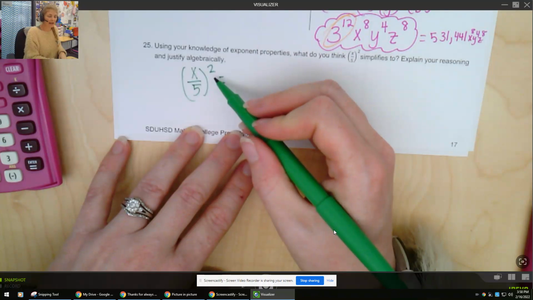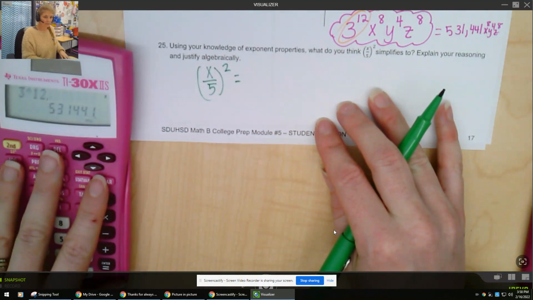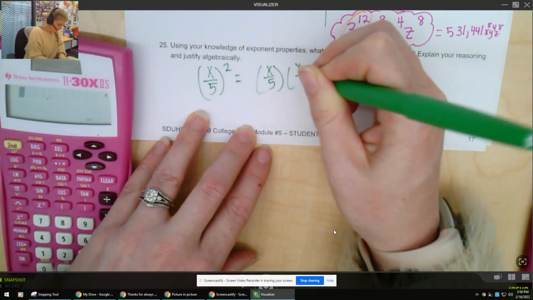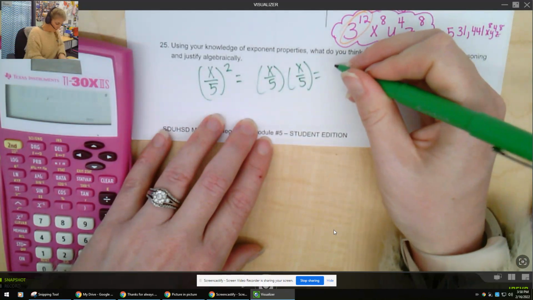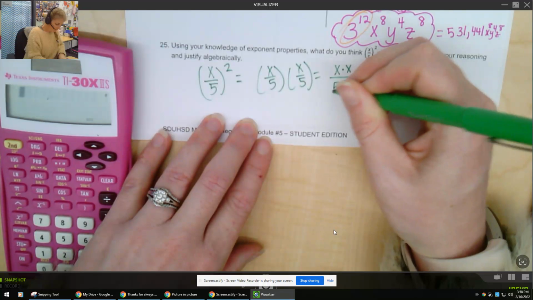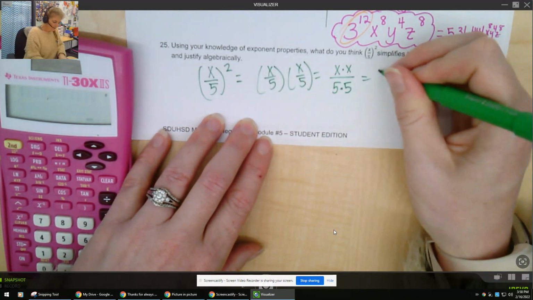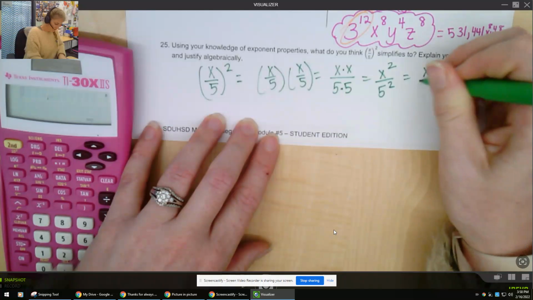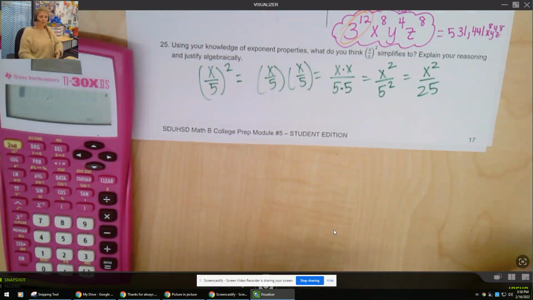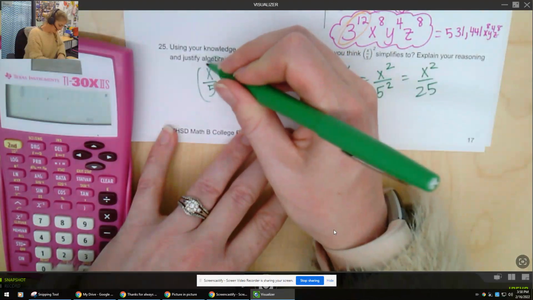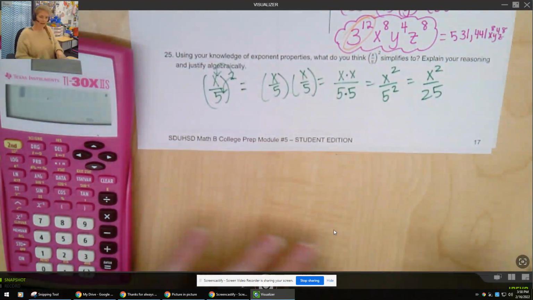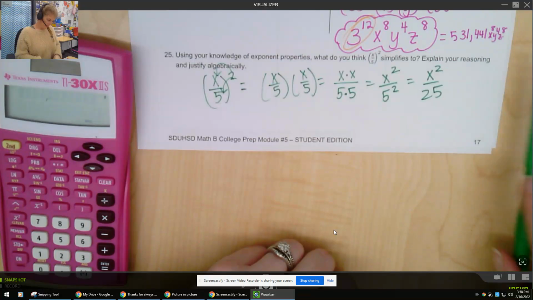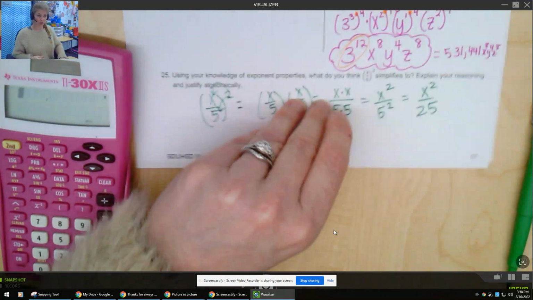We know the exponent outside, look up high, your exponent is how many times you multiply. So this would be x over 5 times x over 5. That would mean it's x times x over 5 times 5. But isn't that just the same thing as x squared over 5 squared? Which gets you x squared over 25. So we can just say that the exponent on the outside is getting applied to each factor on the inside. Again, it's the same rule as power of a power and power of a product. It's just now we're applying it to a quotient.